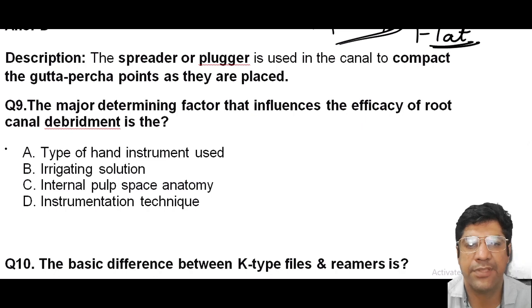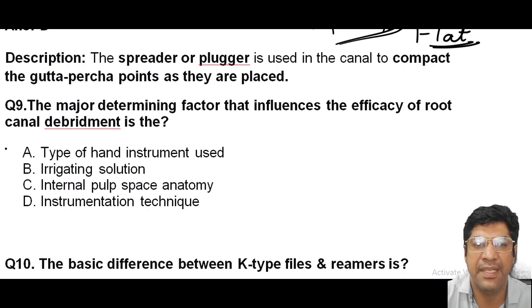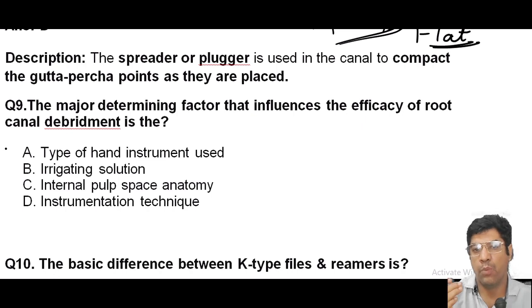Option B, irrigating solutions. They are important for disinfection and debris removal during the root canal. The solution will help you to flush out debris and disinfect the canal. So the choice of irrigating solution alone does not determine the efficacy of debridement. The most commonly used irrigant is sodium hypochlorite. Due to its antibacterial properties, it helps to clean and disinfect the canal.